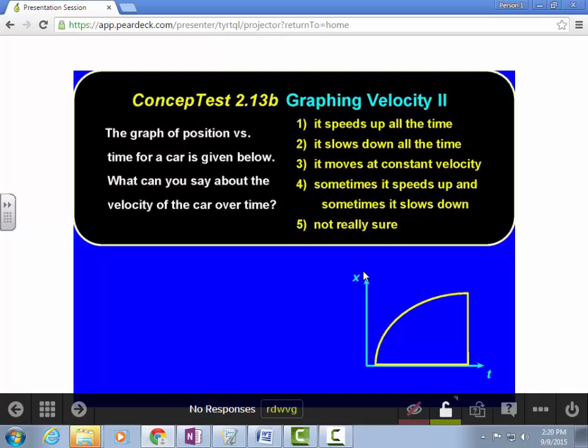60 seconds. The graph of a position versus time graph for a car is given below. What can you say about the velocity of the car over time? This is where you need to start thinking.